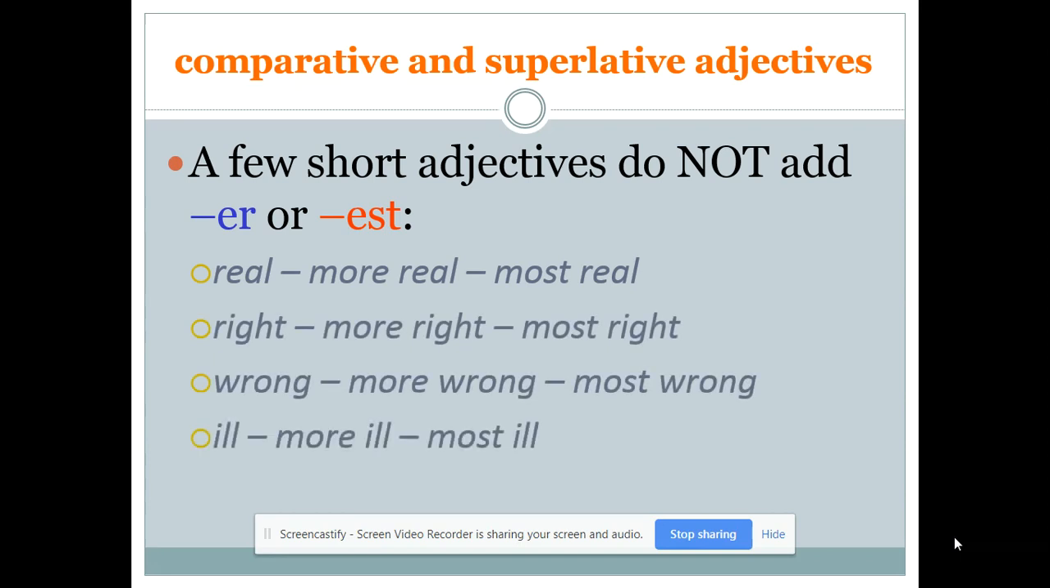And then there are a couple of very common English adjectives that are short, and so if they followed the pattern, they would add -er, but for some reason we don't. So in everyday usage, it's just considered non-standard for some reason to say realer rather than more real, or righter rather than more right. So real becomes more real, right becomes more right, wrong, more wrong, most wrong, ill, more ill, most ill. Although, as I said, some of them, especially in everyday speech, you might form the comparative with -er or the superlative with -est. Illest, for example, has come into pretty common use, but it's still considered mostly slang.